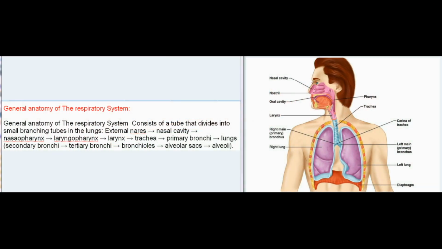General anatomy of the respiratory system. The general anatomy of the respiratory system consists of a tube that divides into small branching tubes in the lungs.